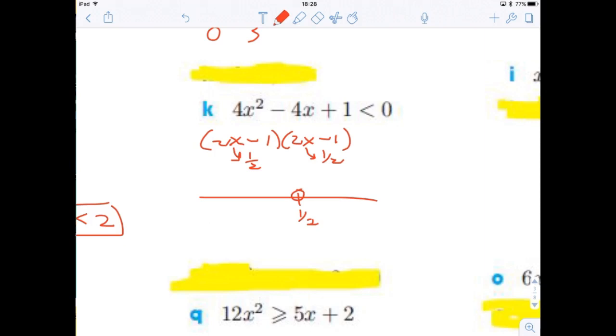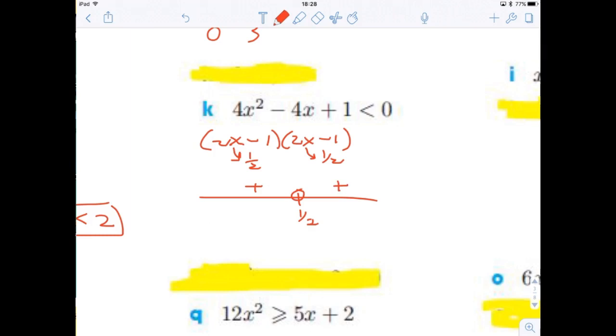Checking numbers to the left of 1/2, like negative 100. If we put negative 100 into 2x minus 1 times 2x minus 1, we're going to get a positive number. And if we put in a big positive number like 100, we would also get a big positive number times a big positive number, or a big positive number. Okay? So we would get positive on both sides.